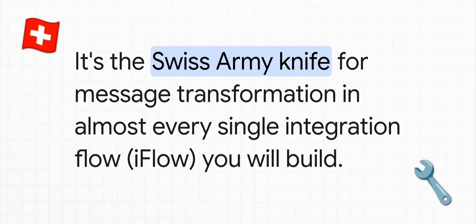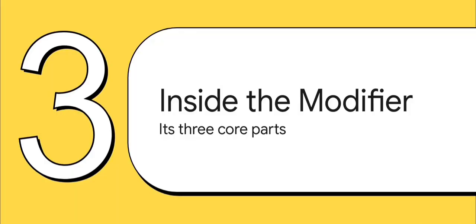Honestly, the best way to think about it is as the Swiss Army knife of CPI. It's got a tool for almost everything you need to do. It's versatile, it's essential, and you are going to find it in nearly every single iFlow you ever build, from the super simple ones to the crazy complex ones.